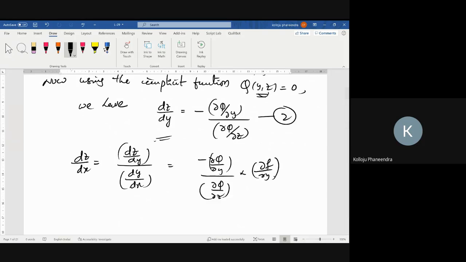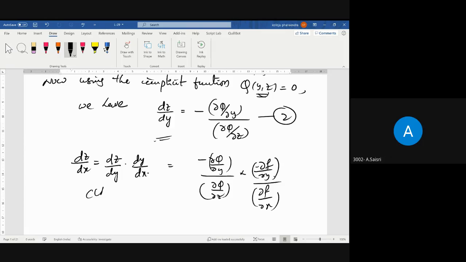Sir, dz by dx equal to dz by dy by dx by dy. No, sir, not dy by dx. Wait, let me write like this. So dz by dy into dy by dx, right? This is chain rule. Okay, so dz by dy is this one, and dy by dx is this, dou phi by dou x, and this is dou phi by dou y.